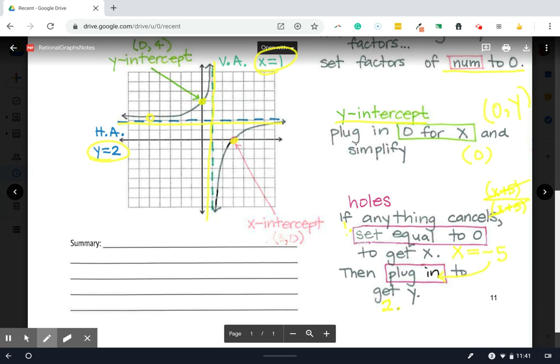Now, that was a lot of notes and not a lot of time. Part of the reason is I want you to spend more time looking at the videos that go with the Delta Math assignment. So just be mindful of that, watch through those, and use those to help you.